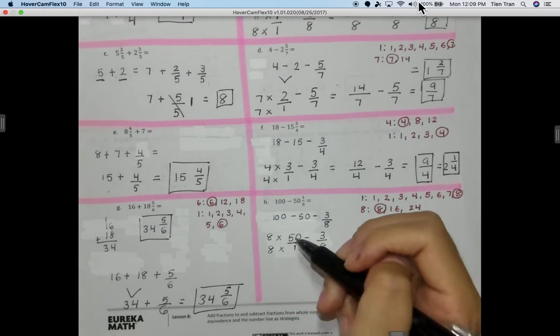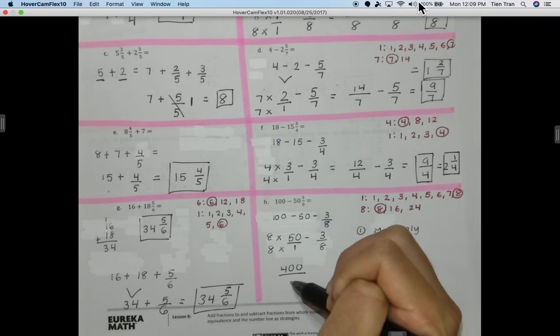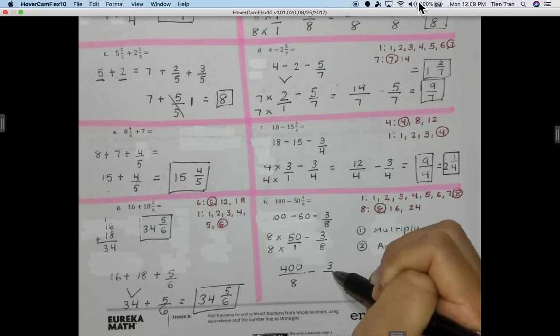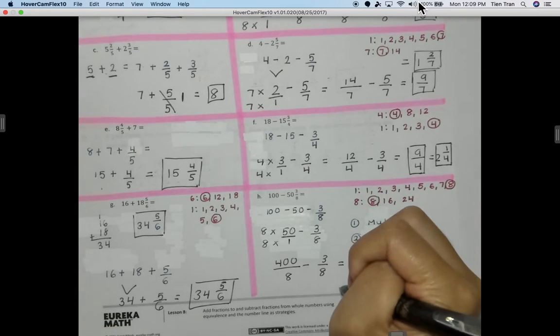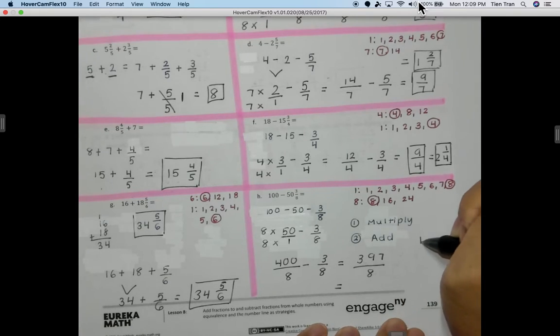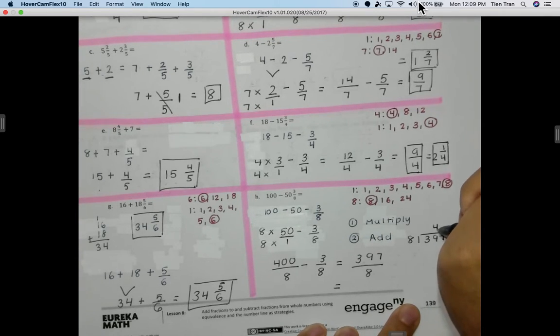8 times 50, or 8 times 5 is 40. Add my 0, and I have 400 over 8, and then 3/8. And now I'm going to subtract. I get 400 minus 3, which is going to give me 397 over 8. And this one, I'm going to want to divide. So I have 397 over 8. 8 can go into 39 4 times.